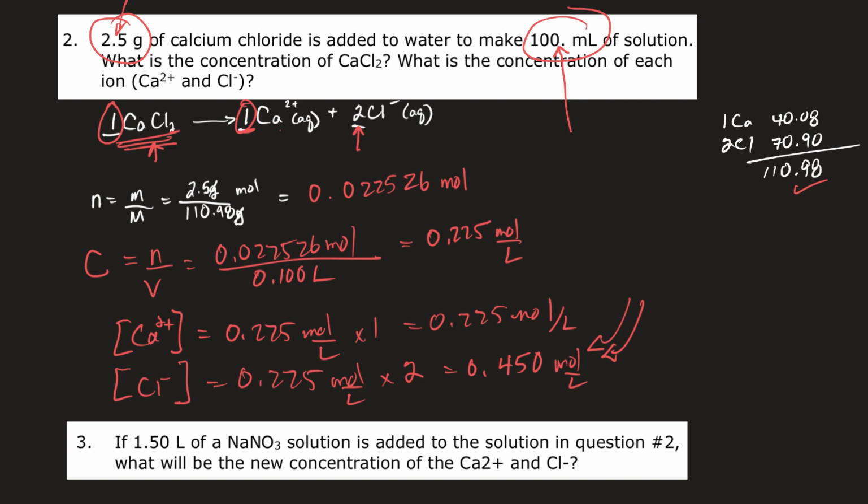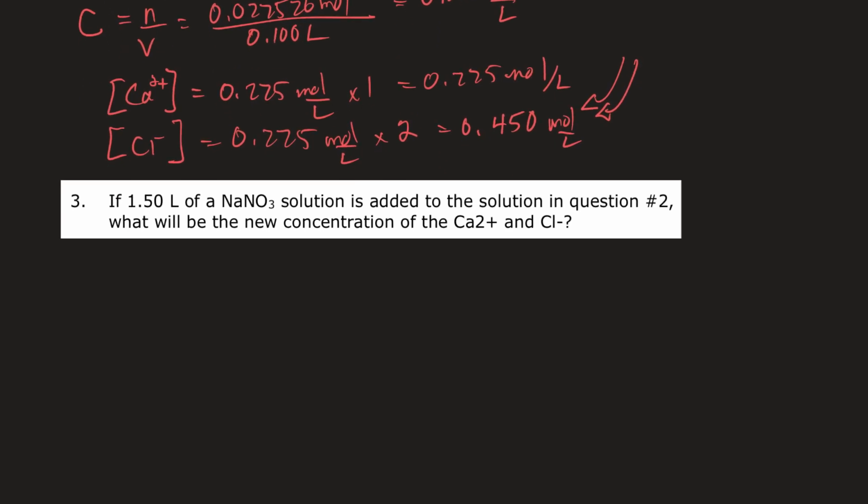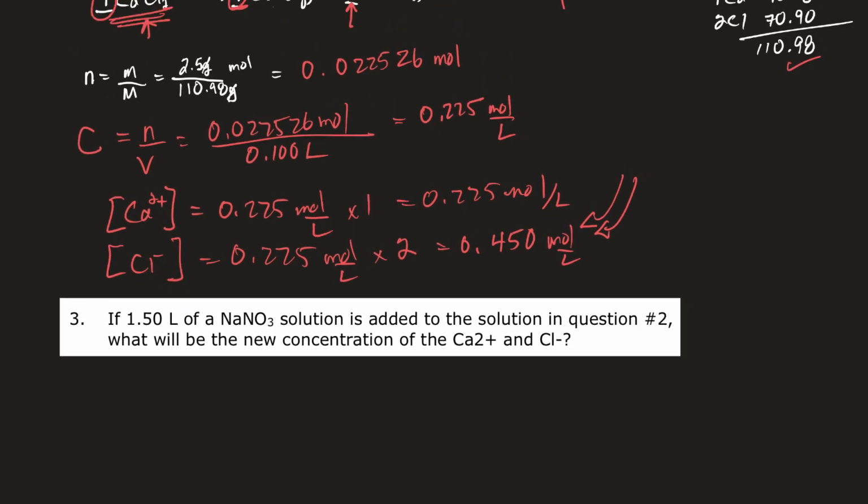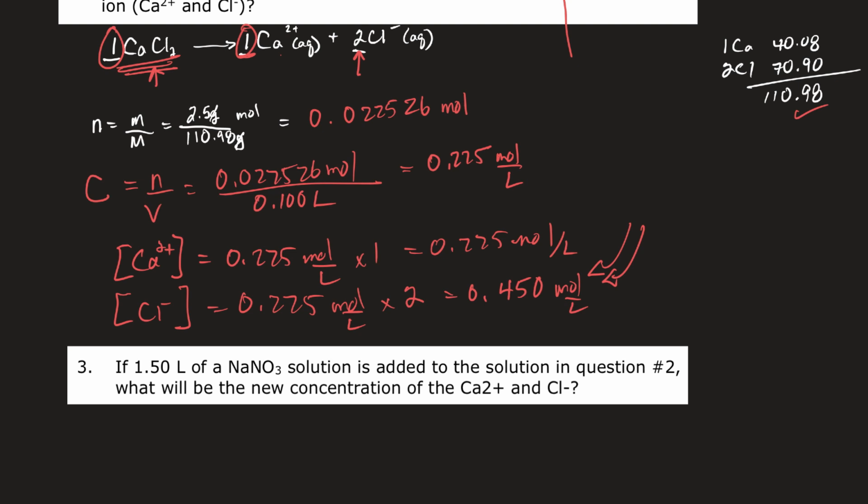So then they ask the question, what if you dump in 1.5 liters of a sodium nitrate solution? What is the new concentration of the calcium ions and chloride ions? Well, I do have an initial. Let me go back up. I'll do it a different color. Let's go blue.